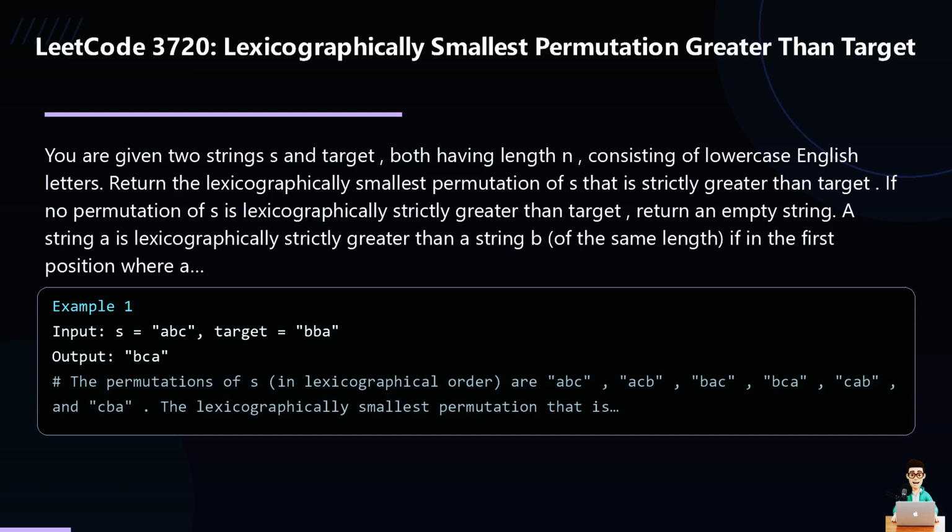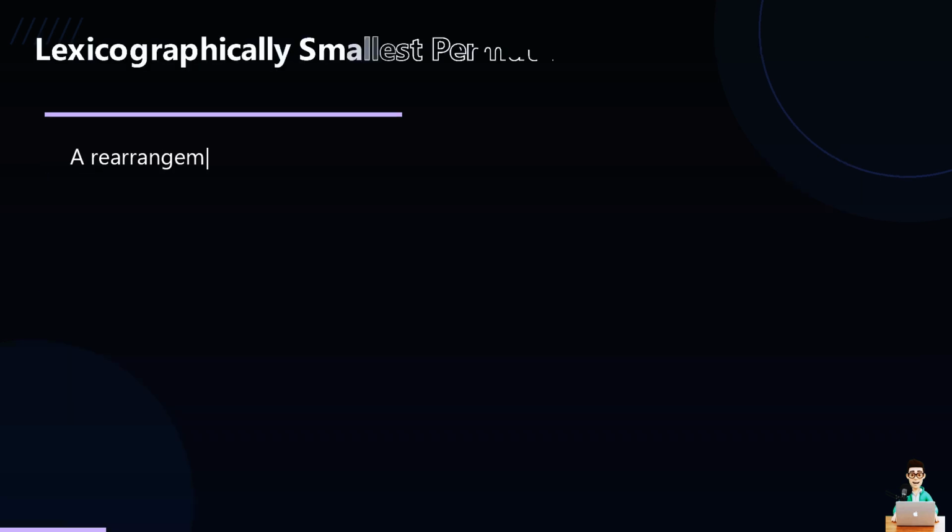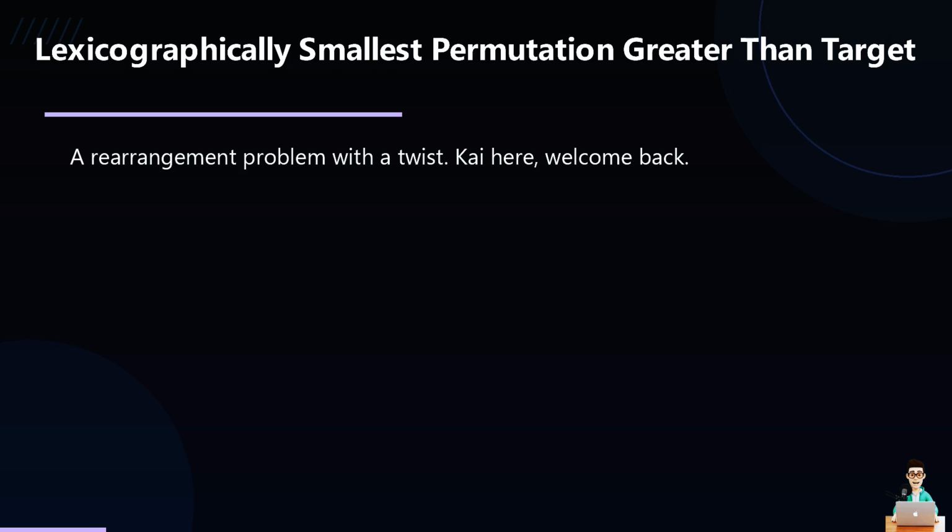You're given 2 strings of the same length made up of lowercase letters, where one is the string you have and the other is a target you need to beat. The task is to rearrange the letters of your string into the smallest possible version that still counts as coming strictly after the target when compared alphabetically. If there's no way to rearrange the letters to beat the target, you should say so by returning nothing. This one's called Lexicographically smallest permutation greater than target.